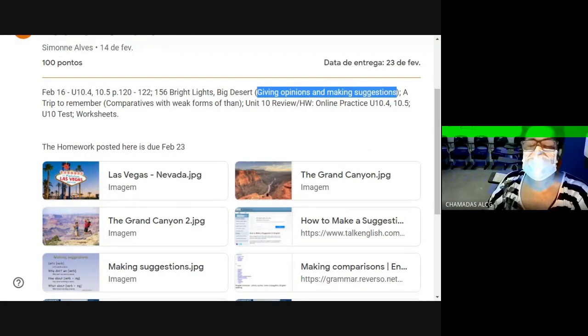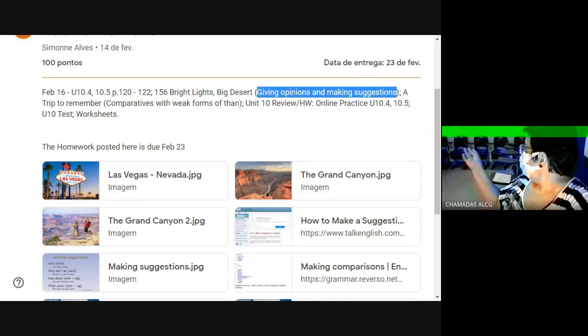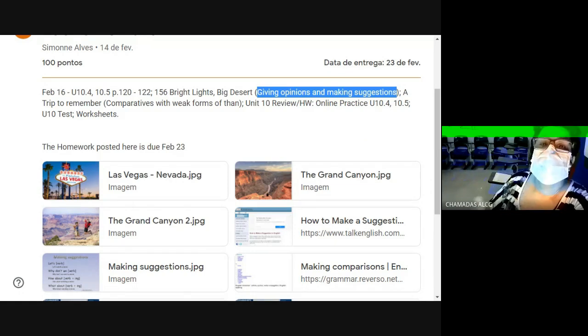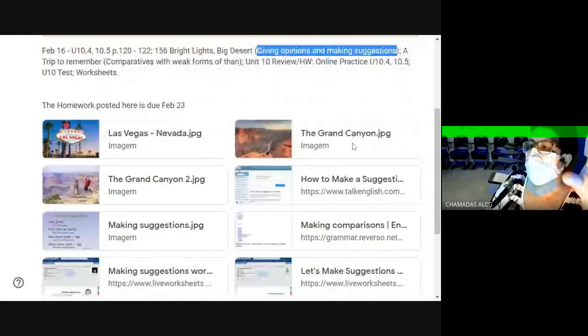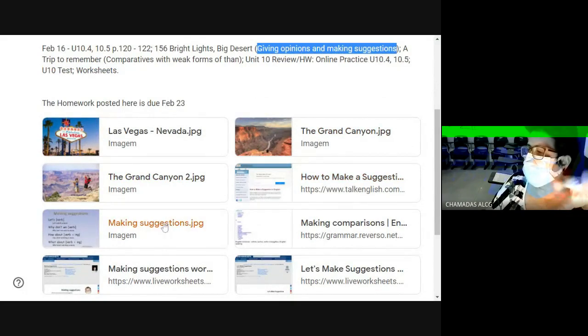How can we make suggestions in English? Do you remember? How can we make a suggestion? How about, what about, why don't we, let's go to, maybe we could. So I posted here 2 files with examples on how to make suggestions. Okay, guys, you can check that later.